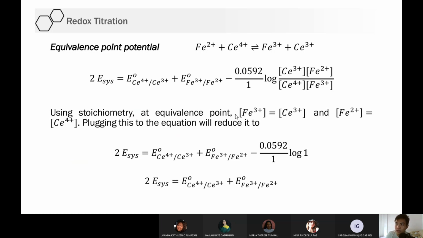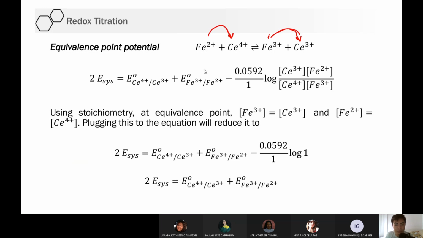Using stoichiometry at equivalence point, we know that this is equal to this, that is equal to this. Meaning lang nun, kung ano concentration nito, yun din concentration nun. Kung ano concentration nito, yun din concentration nun. Okay? So, whatever the concentration of this one is, yun din yan. And same as this one.